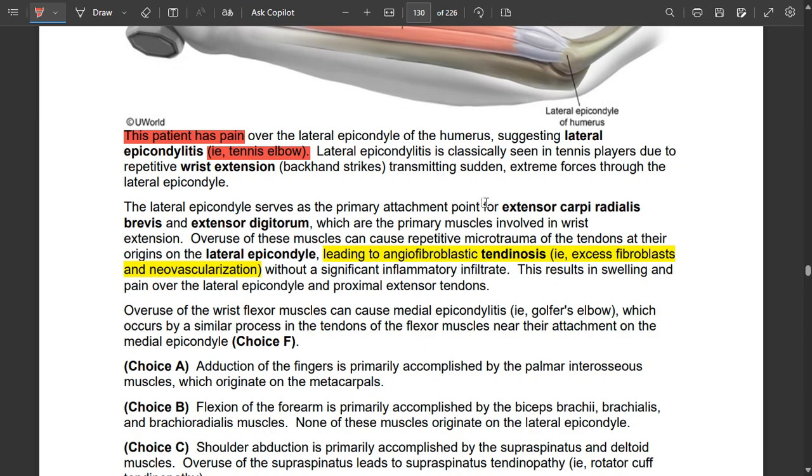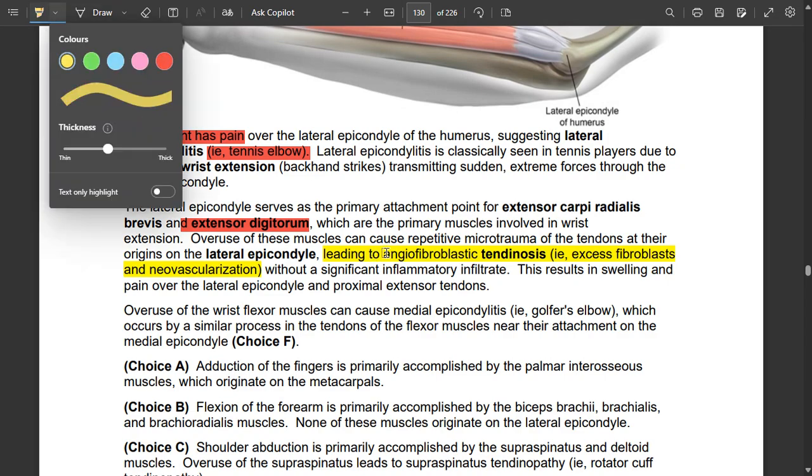The lateral epicondyle is also the origin of the extensor carpi radialis brevis and extensor digitorum. They're the primary muscles involved in wrist extension. So overuse of these muscles can cause repeated microtrauma of the tendons at the origin of the lateral epicondyle, leading to angiofibroblastic tendinosis.